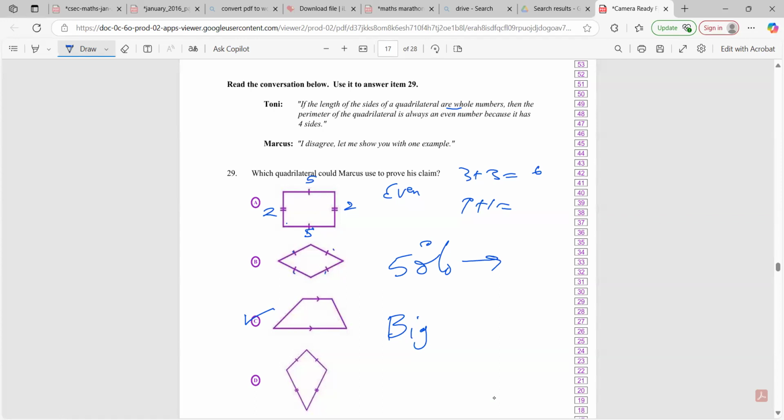This equal, this equal, this equal. Same thing with this side opposite to this. Well, not opposite, but this side equal to this. This side equal to this. So only this one, you could have this being 1 and this being 2, this being 1, this being 3, for example. You could get an odd number from this. But none of these could you manipulate to get an odd number except for that one.